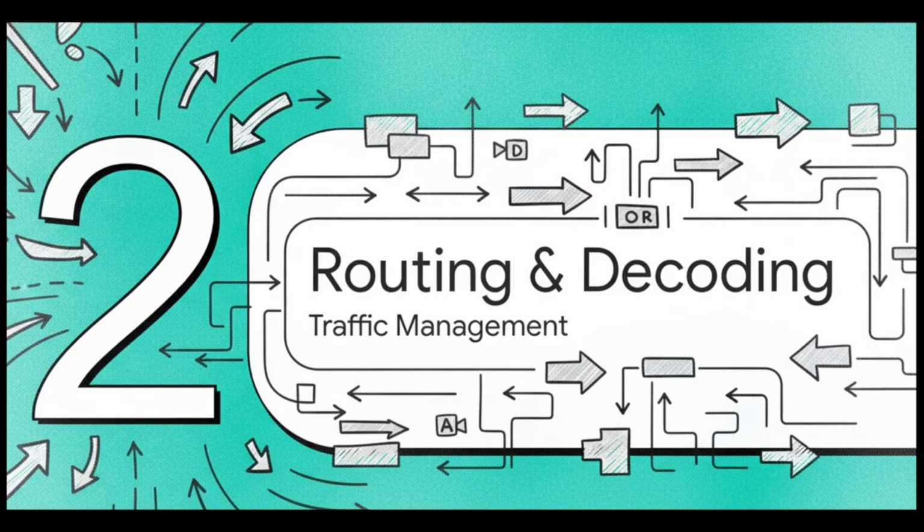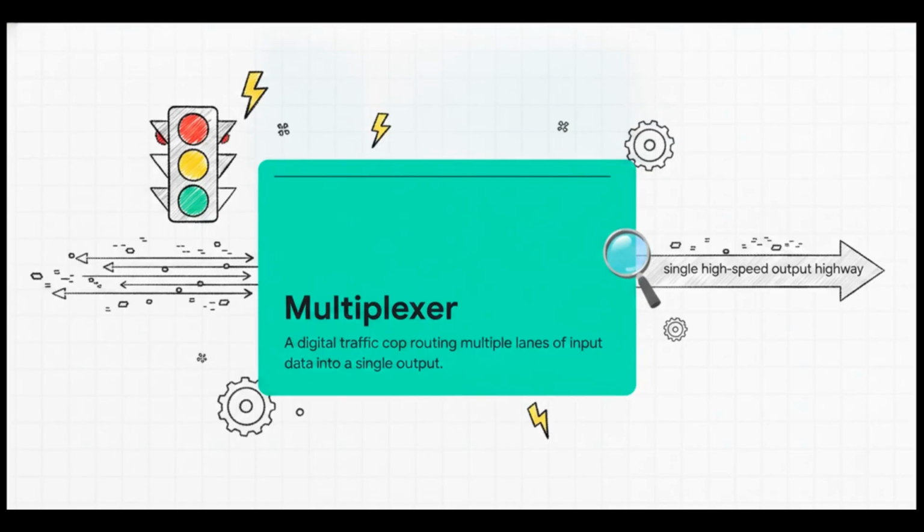Moving right along to part two, routing and decoding data. So now our system can do some basic immediate math. But we quickly run into a brand new problem: traffic management. Imagine millions of bits of data flying around our circuits like cars at rush hour. We need a way to manage that flow. Enter the multiplexer. You can think of a multiplexer exactly like a digital traffic cop.